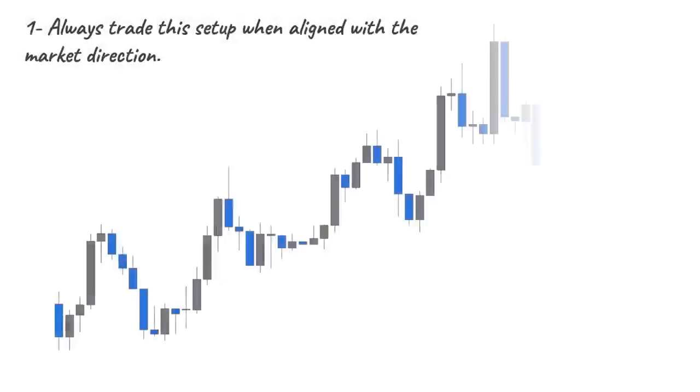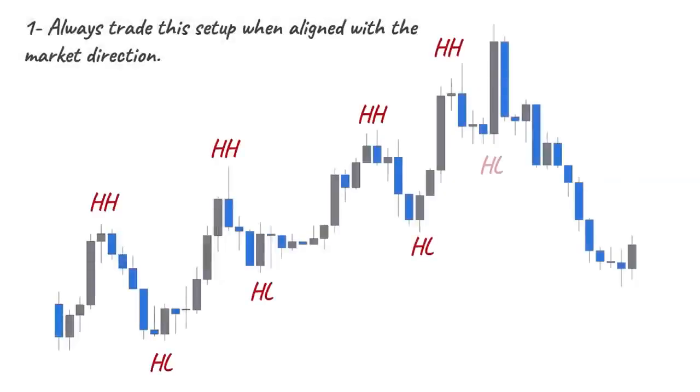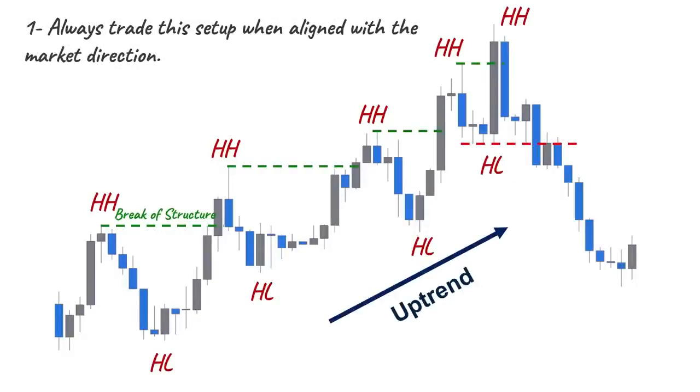Number 1. Always trade this setup when it is aligned with the market direction. This strategy is a trend continuation setup, so always trade this when you can clearly identify the market direction and who is in control. Since we always want to trade with the direction of the dominant trend to have a higher chance of winning.